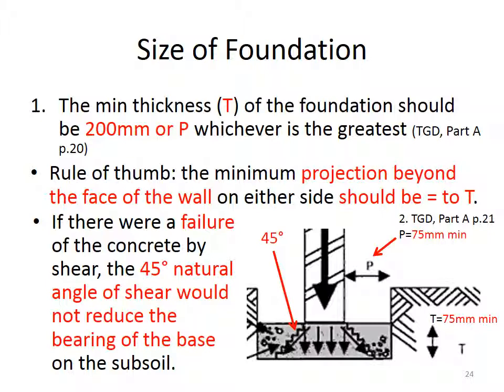So what's the minimum projection of concrete foundation beyond the face of either side of the wall? It's 75 millimeters. If there were a failure of the concrete by shear, we can see this indicated down on the diagram there by these squiggly diagonal lines. The natural angle of shear is 45 degrees, so the natural angle would not reduce the bearing of the base on the subsoil. So this is another reason why we use these rule of thumbs.